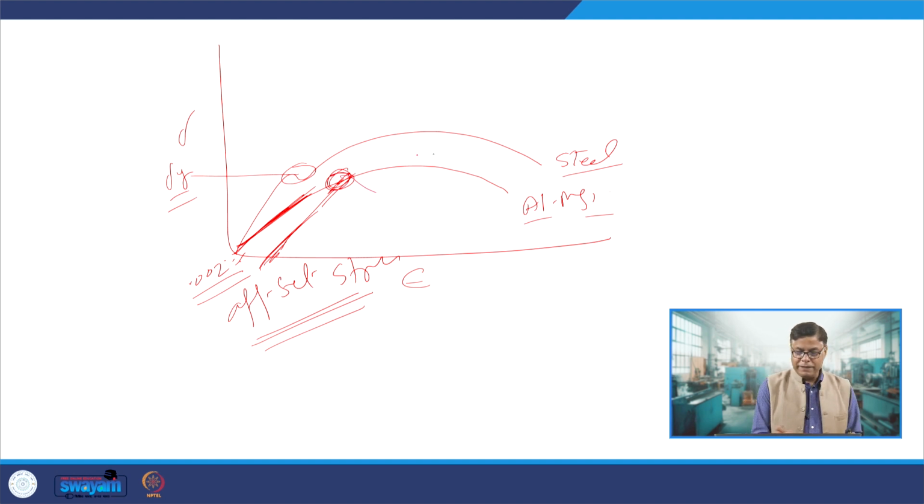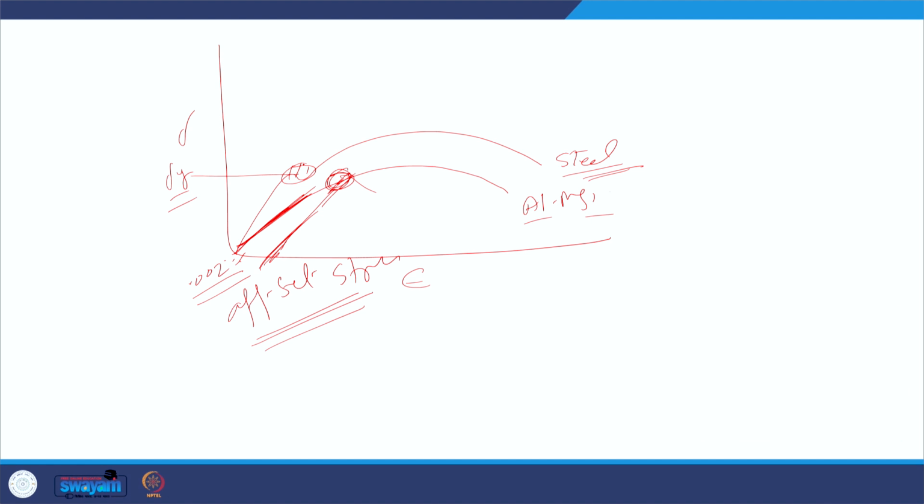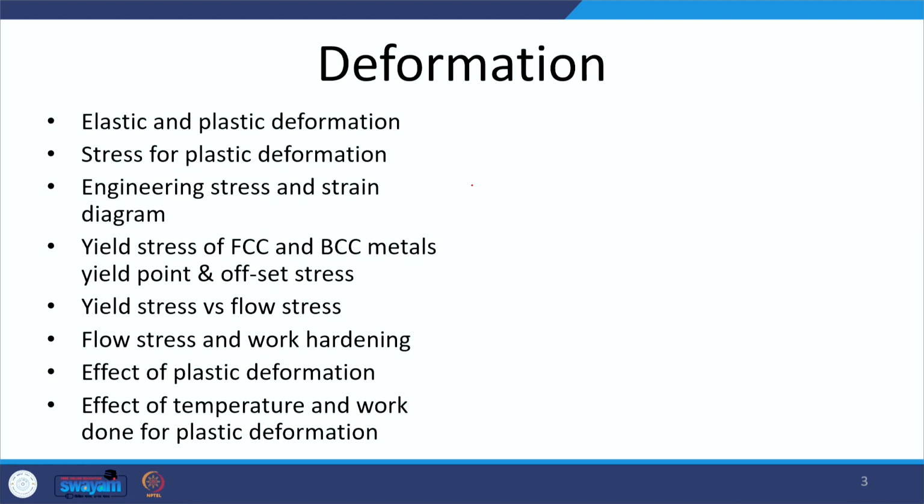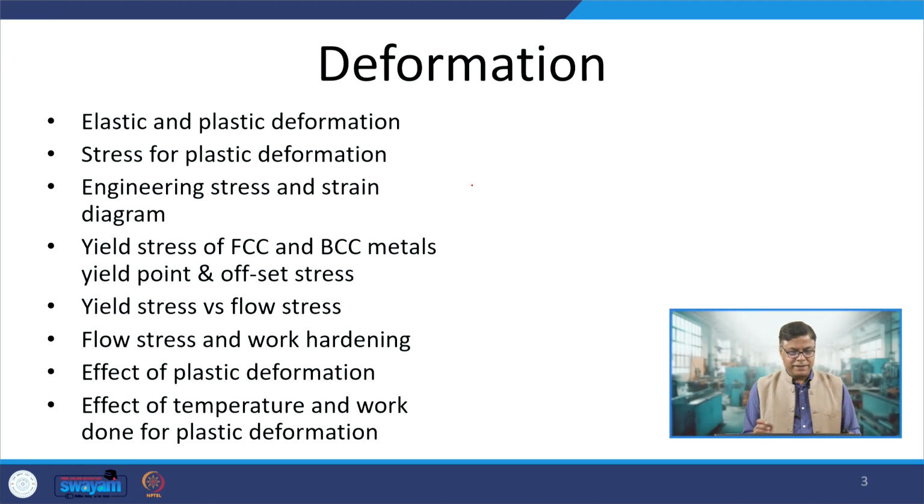Okay, in case of the steels, we clearly get the value of the yield point at the point where it starts deviating. So offset stress is particularly used in case of certain metals which do not show the yield point clearly. Now, as far as the deformation is concerned, I have talked about the elastic and plastic deformation. Here what you can see is the strain and stress.